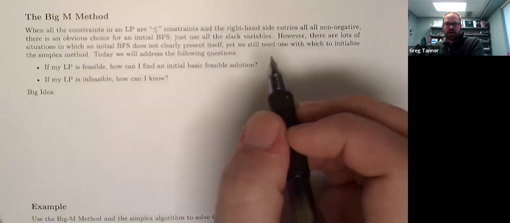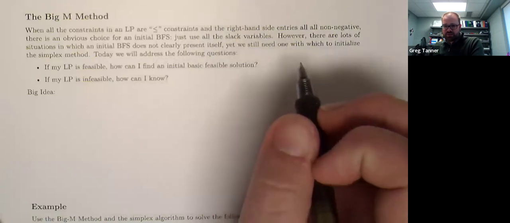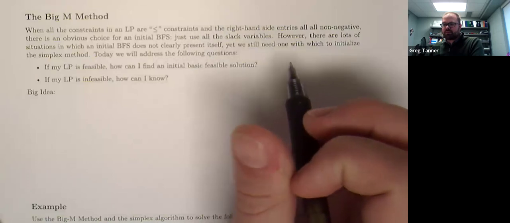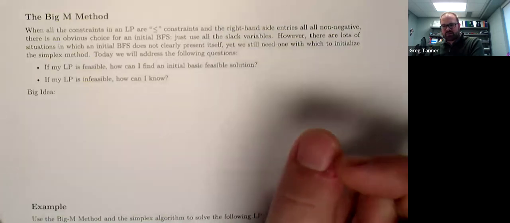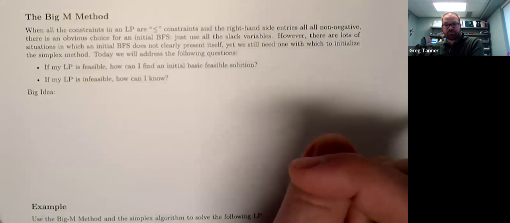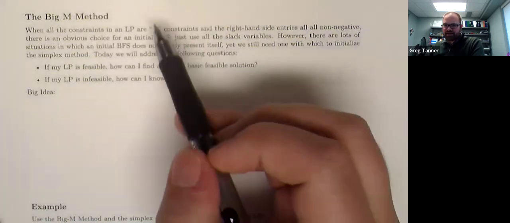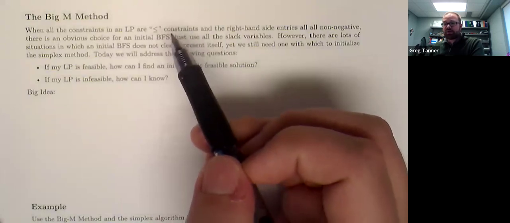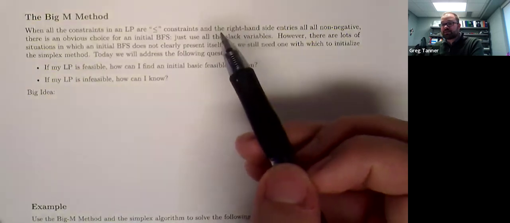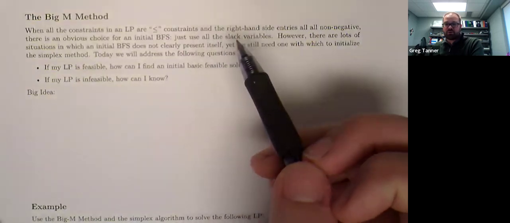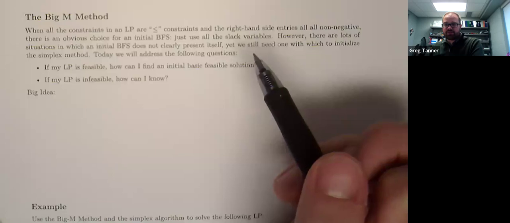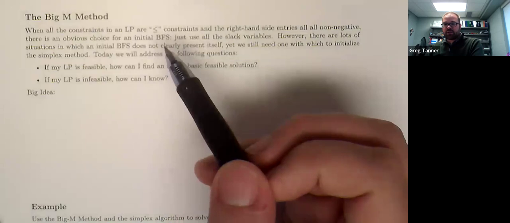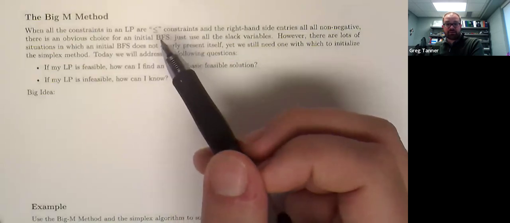Okay. However, there are a lot of situations where this isn't going to work, because that assumes that if I set all my original variables to 0, it gives me a feasible solution. When we have less than or equal to constraints, that's usually true. But if we have greater than or equal to constraints or equality constraints, it's usually not true. So setting all our original variables to 0 is not going to give us a feasible solution when we have greater than constraints or equality constraints.